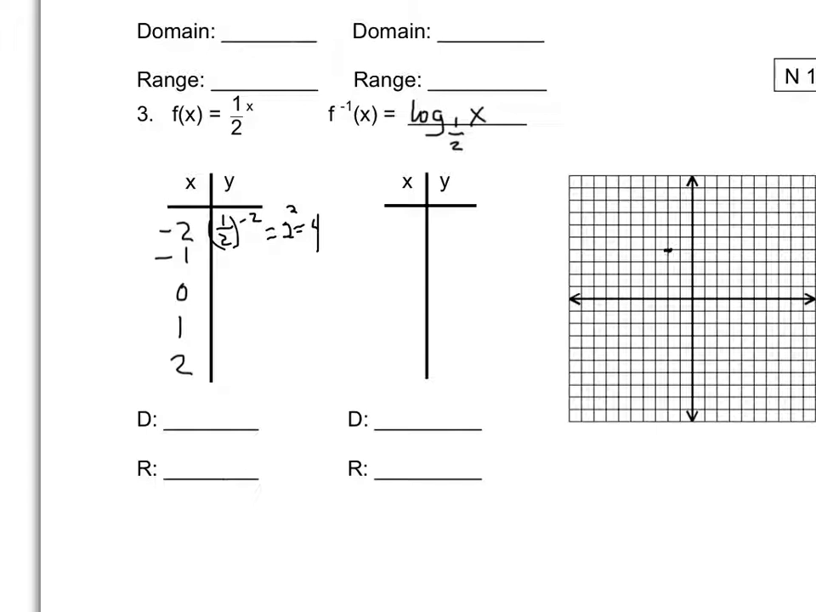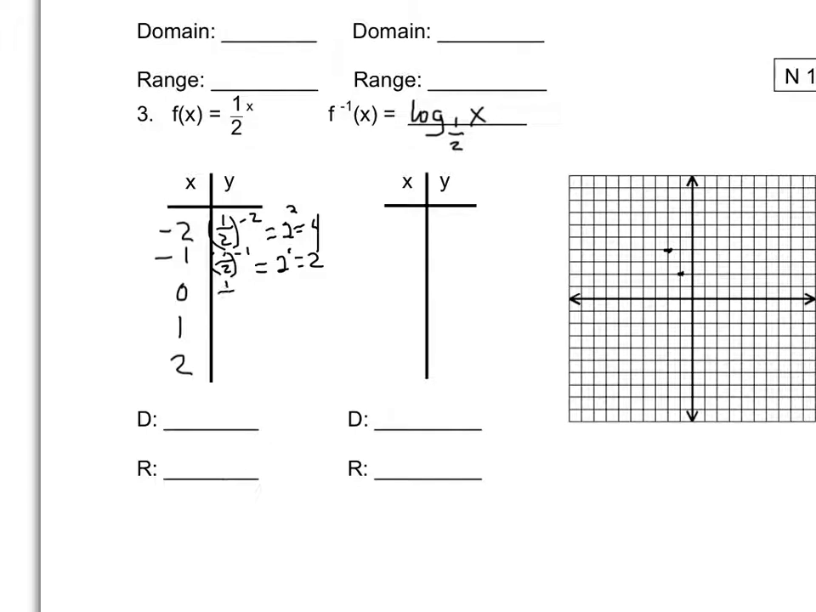And we're going to put a point there. Now, if I take 1/2 and I raise it to the -1 power, again, the negative exponent tells me to flip that base, and that's going to give me 2 to the positive 1 power, which is just 2. So when x is -1, y is positive 2.